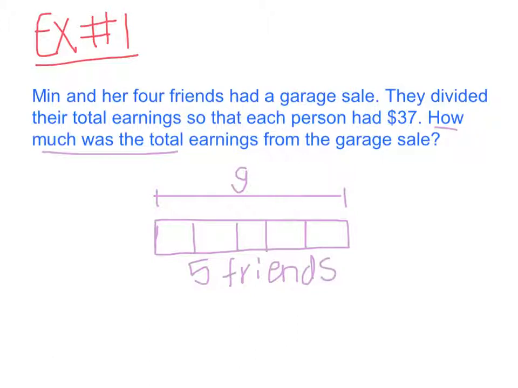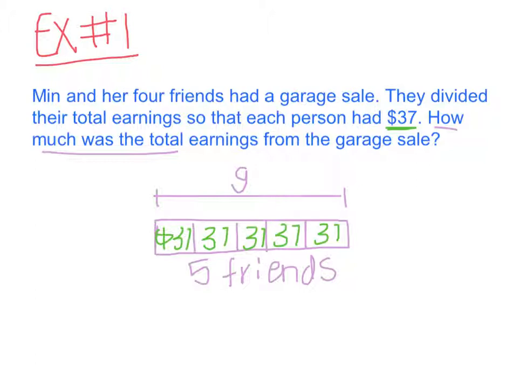And we also know that each friend got $37 from the yard sale. So I'm going to put 37 in each box. Since each box represents 1 friend and 1 friend got $37, they each got $37. So it goes in each box.